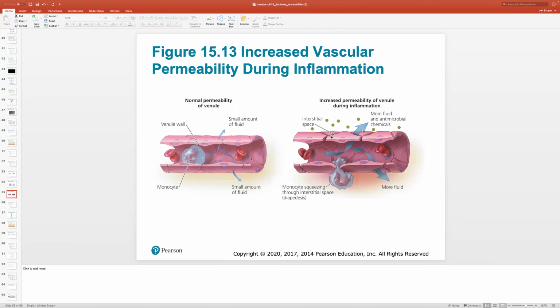the opening of the interstitial spaces, and fluid and antimicrobial chemicals can be released into the spaces. Monocytes can squeeze through the spaces, diapedesis, and more fluid can come out. So the presence of bradykinins, prostaglandins, leukotrienes, or histamines will cause the cell lining to pull apart, like here. And it allows the phagocytes to leave the bloodstream and reach the site of the infection, but it causes swelling or edema and pain.